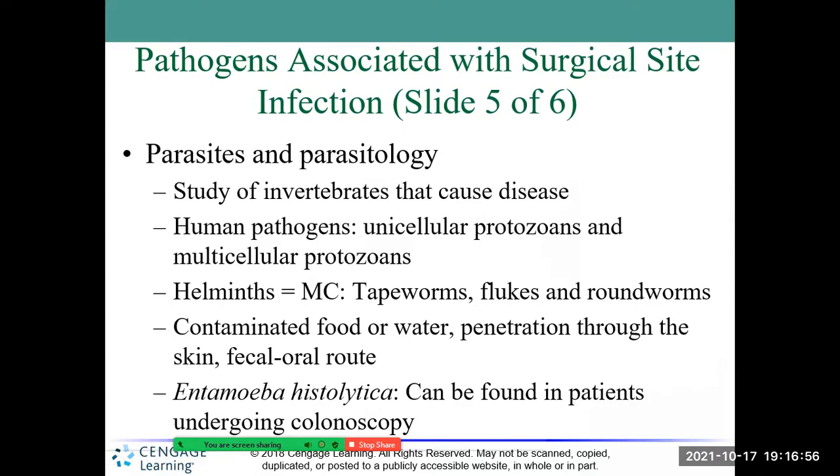But then we have parasites, and also talking about parasitology, which is the study of these invertebrates that cause disease. But parasites are unicellular protozoans and multicellular protozoans. There is a group called helminths, and these are tapeworms, flukes, and roundworms. And those are the most common parasites that we typically deal with. And this comes from contaminated food or water. It can also penetrate through the skin or fecal oral route.